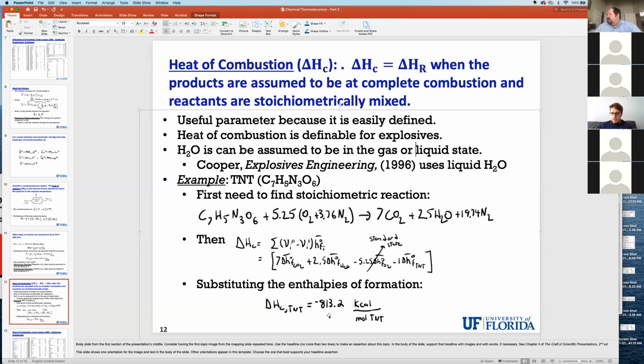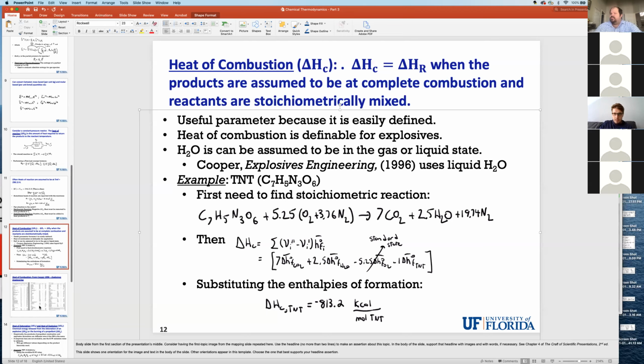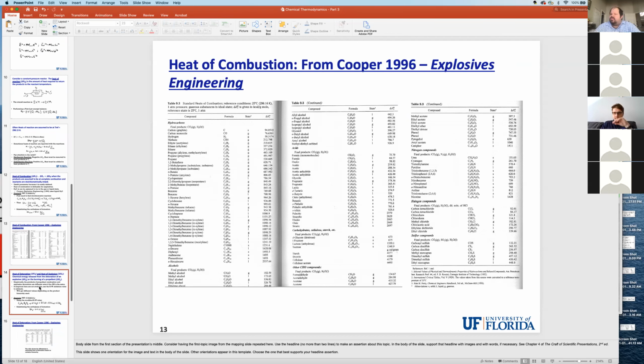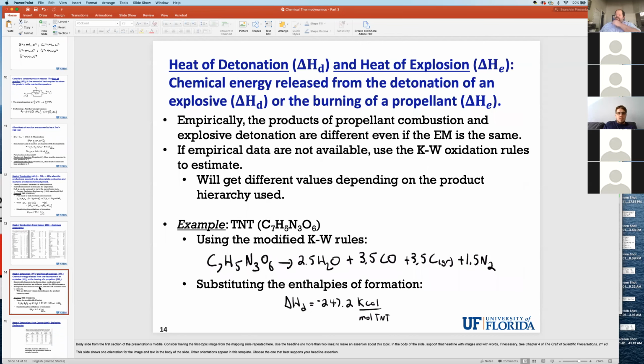Really, the hardest part about solving these types of problems is often, for some of the exotic materials, finding the enthalpies of formation. Okay. And so here's just some common heats of combustion for a lot of traditional hydrocarbons. Okay, so I'll scroll here.